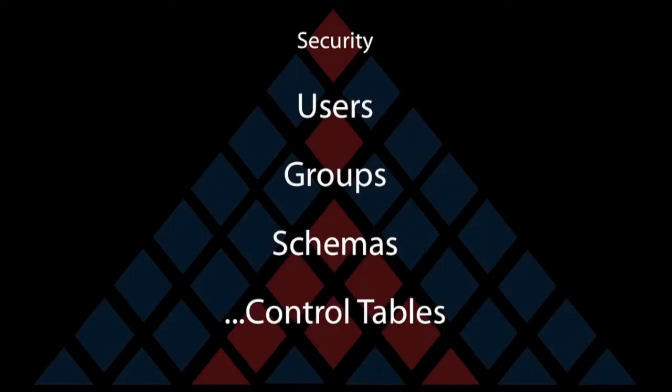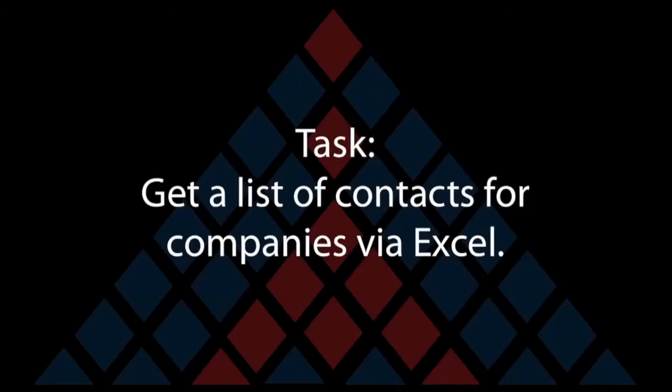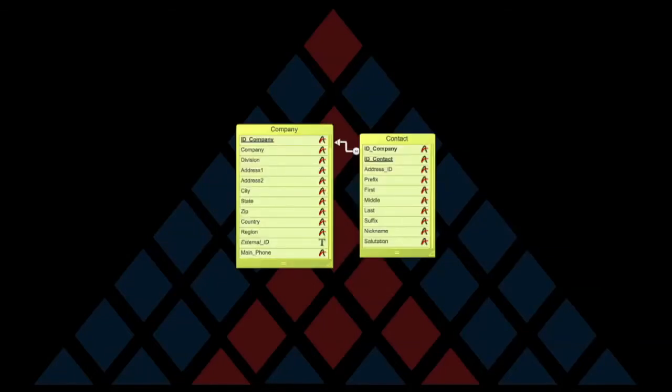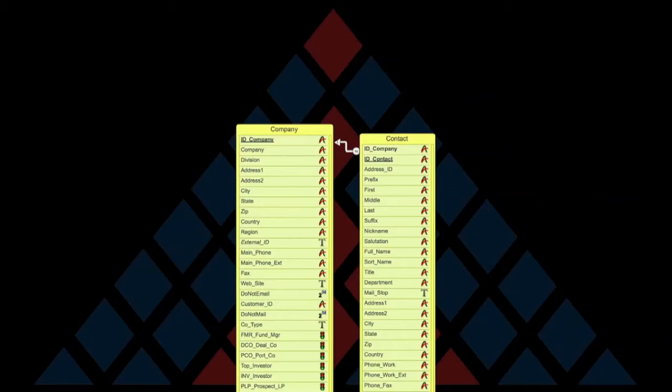We can answer that question with a task. It's an easy way to answer that question. Is table level control sufficient? So what I would like to do in my 4D system is get a list of contacts for my companies and provide that to an Excel user. Valid? Okay. So we have a typical 4D database. It's got a company table and a contact table. Who am I kidding? This is not a typical 4D database. This is a typical 4D database.